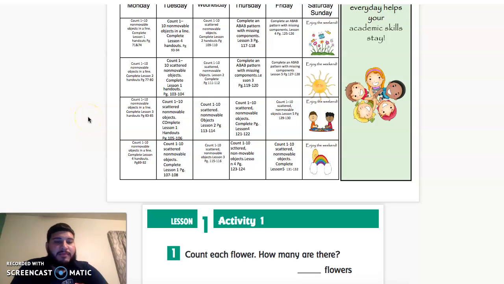Good morning. For today's math activity, we will start by counting to 10. Let's count together. And we start.